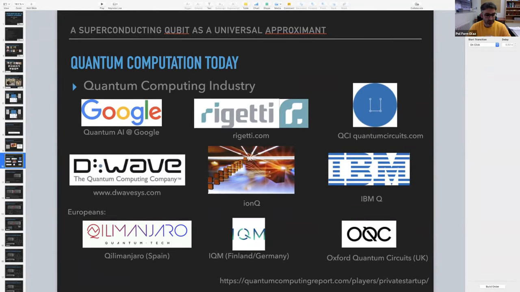But besides the Americans, there are some in Europe. One of them is Kilimanjaro, our company here in Barcelona. And then there's IQM, which is probably the largest so far, with headquarters in Finland, but also offices in Germany. And there's also Oxford Quantum Circuits. I want to clarify, these are hardware quantum computing companies. There are other quantum companies in Europe, but these are the ones doing quantum computation, developing hardware. Okay, so that's about quantum computation. That's enough for what you need to know.